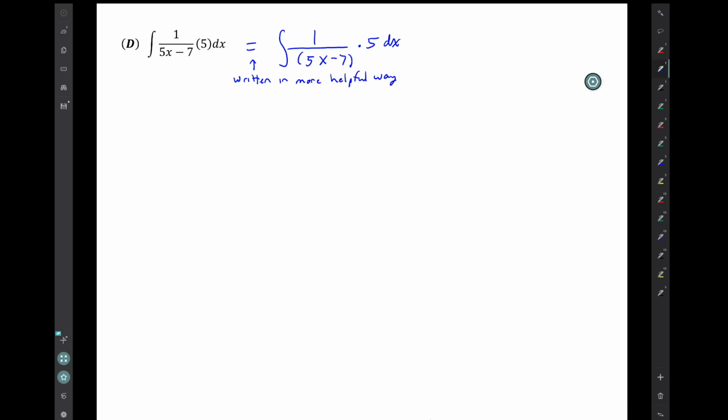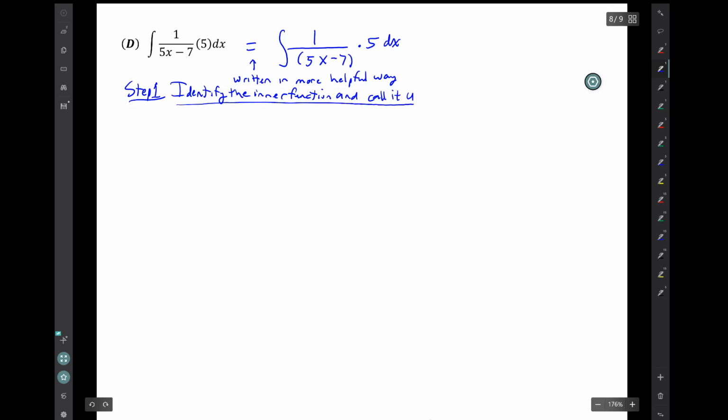Now you'll see why in the very first step. Step 1, remember, is to identify the inner function and call it u. Well, you can see that the way I have this written, it's clear what the inner function is. The inner function is that 5x minus 7.